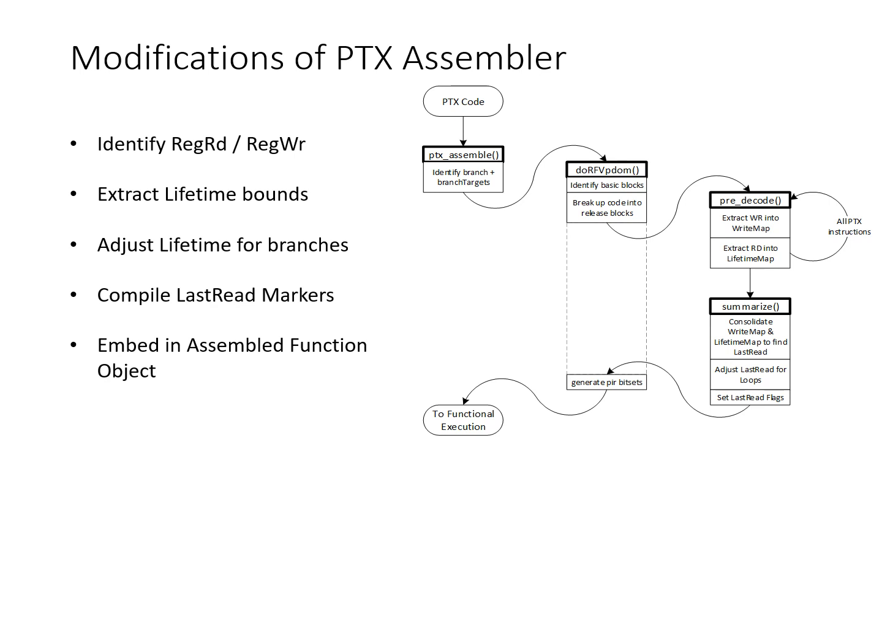With the lifetime information, we adjust for branches and loops that exist within the code, and then compile last read markers by tagging the instructions where an operand is read for the last time. All this information is embedded within the function object generated by the PTX assembler.